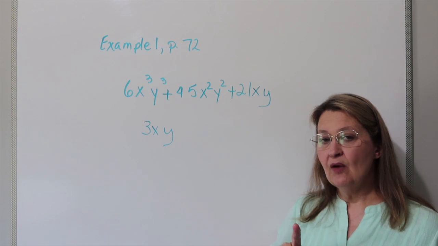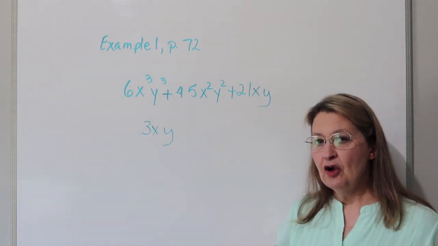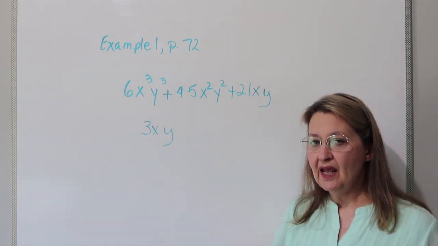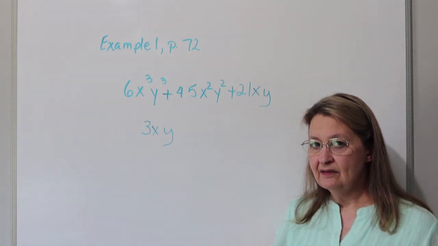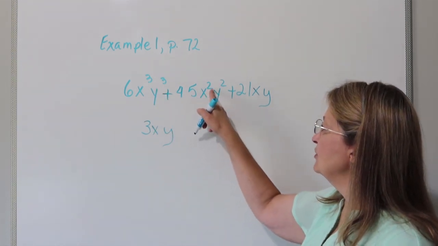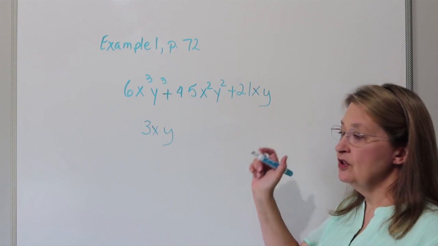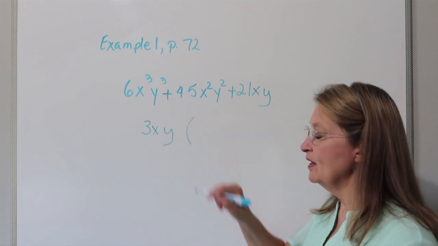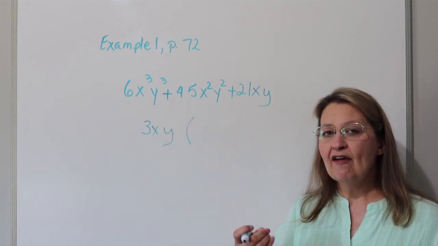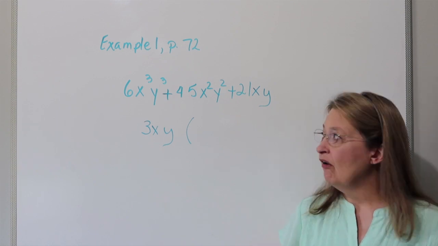So I have an x and a y. Now let's go back. I want to take the smallest exponent of each one of these things. Well, I have 3's, I have 2's, and I have 1's. So I'm going to stick with 1. Now this is your greatest common factor. What do you have left when you factor all this out?